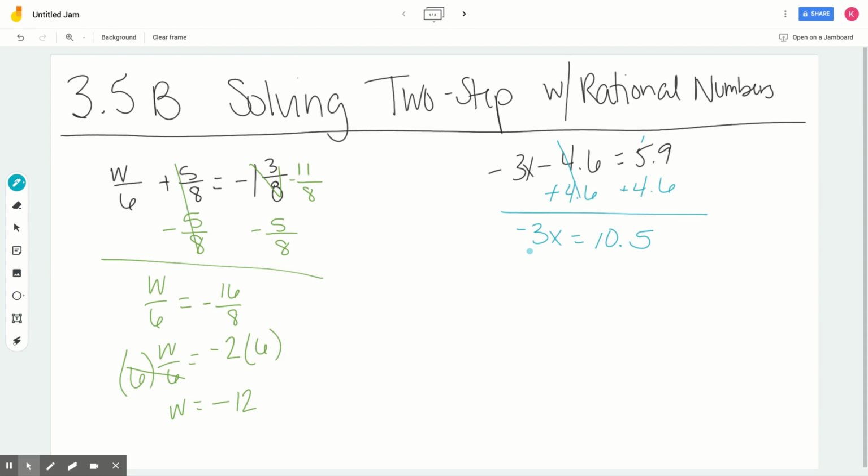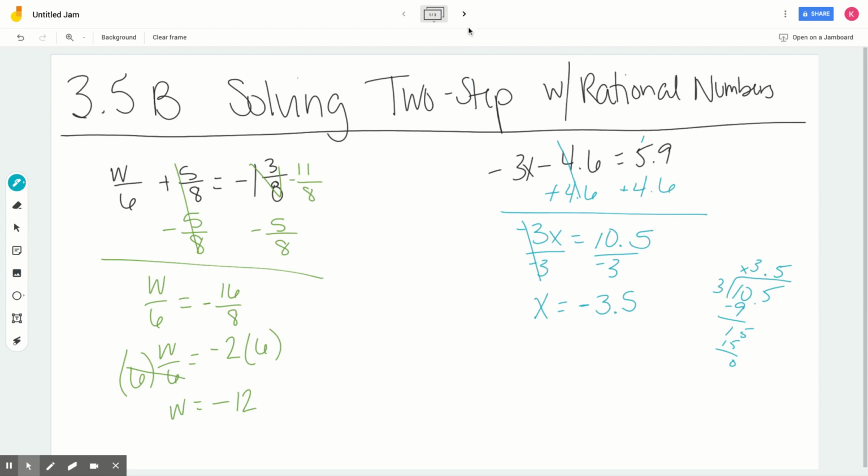Negative 3 and x are being multiplied, so the opposite is to divide. So we need to divide by the number in front of the variable, or the coefficient. Negative 3x divided by negative 3 will leave us with x. Positive divided by a negative gives us a negative, and we need to divide 10.5 by 3. We know that 3 can't go into 1, but it can go into 10 3 times. 3 times 3 is 9. We have 1 left over. 3 can go into 15 5 times, and we bring the decimal straight up. So x is equal to negative 3.5.